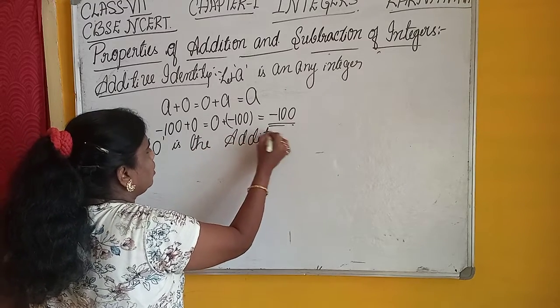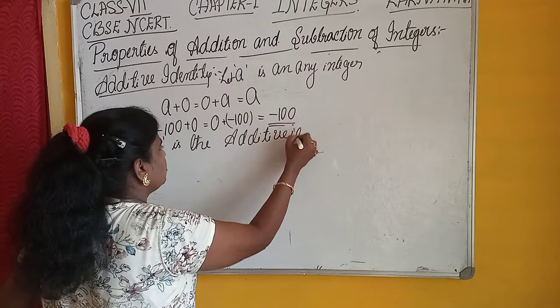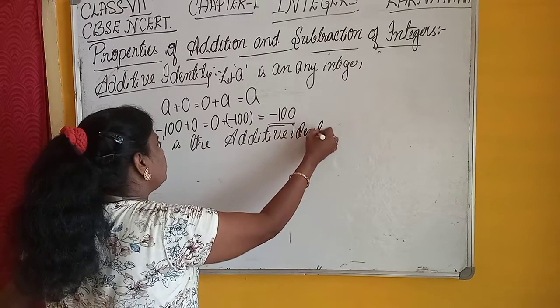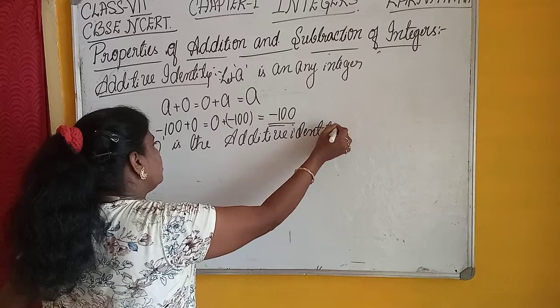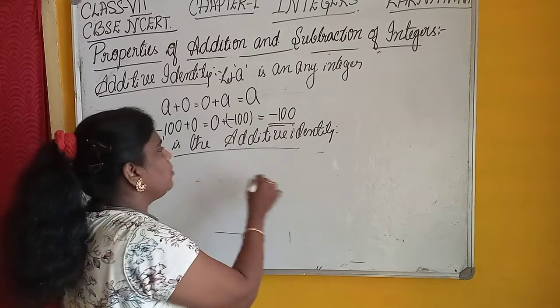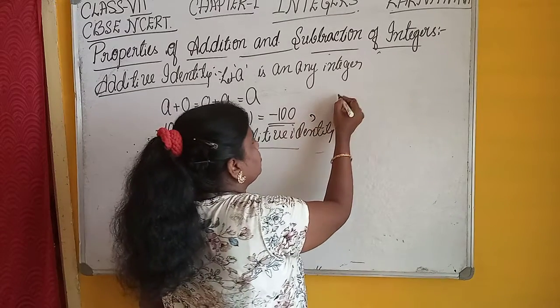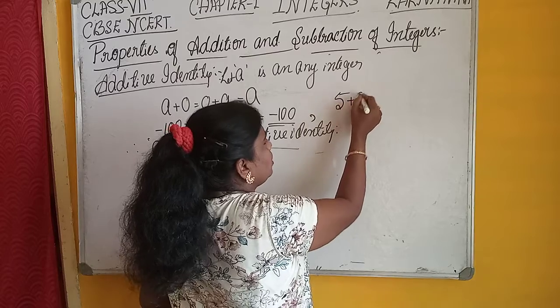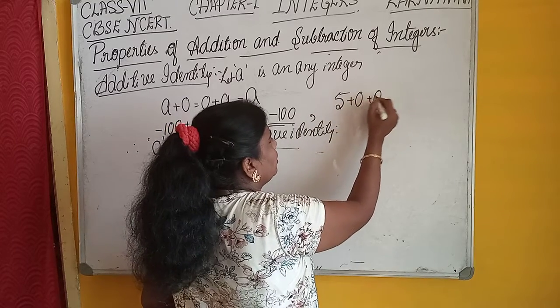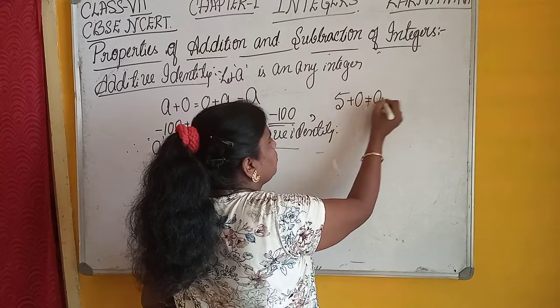Therefore, 0 is the additive identity. We can take some more examples for this. For example, if you add 5 to 0 or 0 to 5, we will get 5 only.